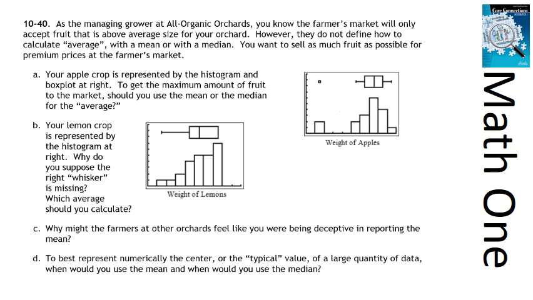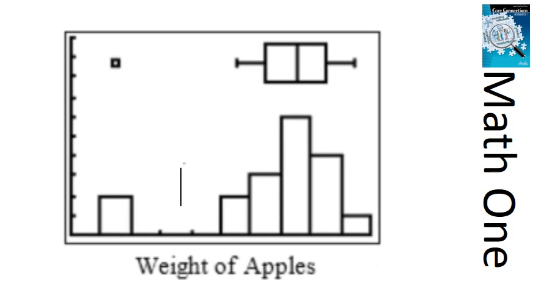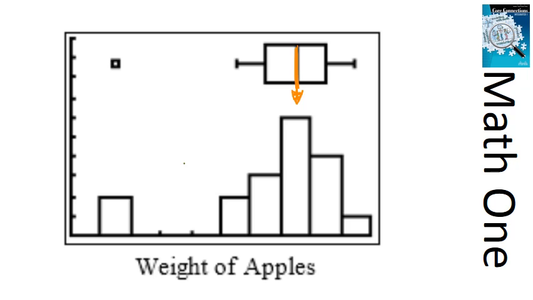You want to sell as much fruit as possible for premium prices at the farmer's market. We're trying to get the most fruit there. So if we can pick mean or median, it's kind of up to us to choose. Your apple crop is represented by the histogram and box plot at right. To get the maximum amount of fruit to the market, should you use the mean or the median for the average? So remember, the median is the middle value. So if I'm taking a look at this data, I know the middle of my box plot right here represents the middle if I'm thinking about the median.